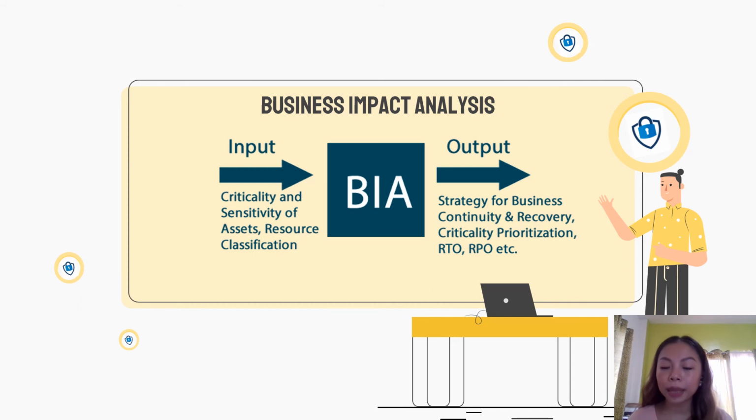In the business impact analysis process, your inputs would be the criticality and sensitivity of assets, as well as the resource classification. After the business impact analysis, the outputs would be the strategy for business continuity and recovery, criticality prioritization, the RTO, and the RPO.